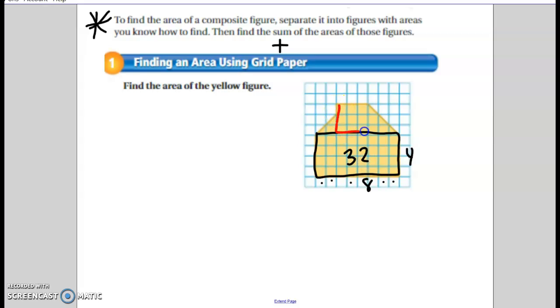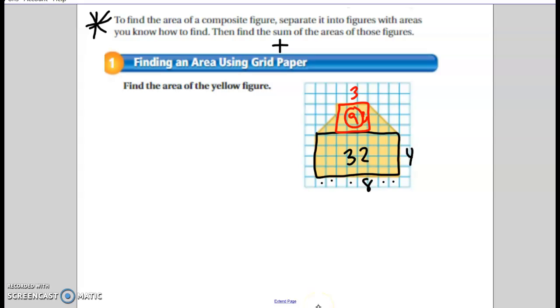Let's see. I'm going to break this up into some easier shapes. Even though you guys might be seeing this differently, I like to break it up into more shapes if needed, just because it's easier if I have easier shapes. So that one's a 3 by 3, which means the area of that guy is 9.